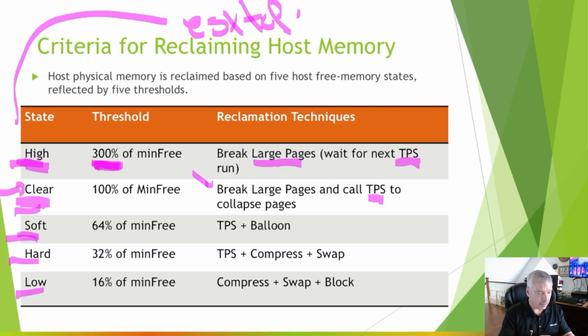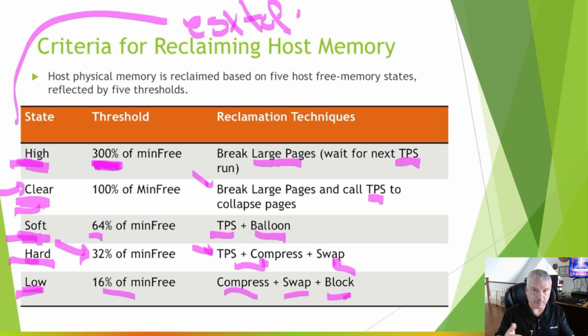Now, the soft limit, we got 64% of free min. So 64% in my example of 2 gig is whatever number. I'm going to do TPS and I'm going to kick in ballooning. So remember I said, when do we start kicking in ballooning? That's when I kick it in. Now, hard state is basically I got 32% of min free. So whatever 32% of my 2 gig is, that's when I'm going to start doing transparent page sharing, compression, and then swapping. Okay? And then low is 16 gig. I'm going to compress, swap, and then I'm going to start blocking memory.